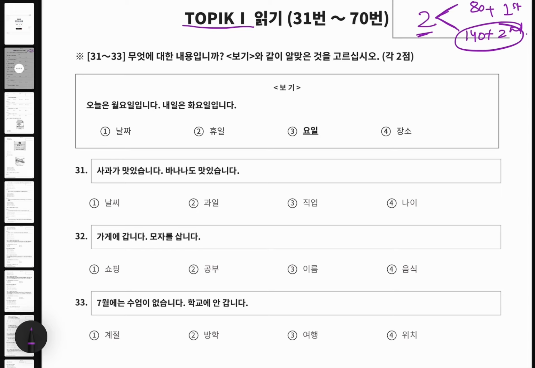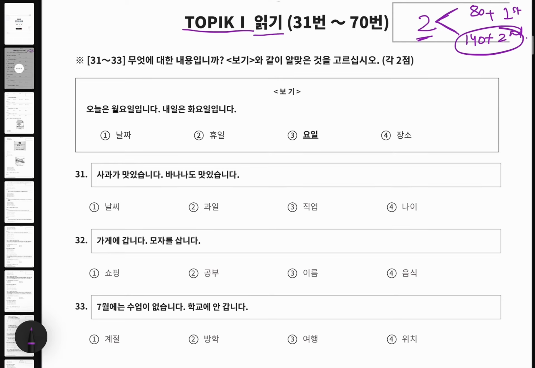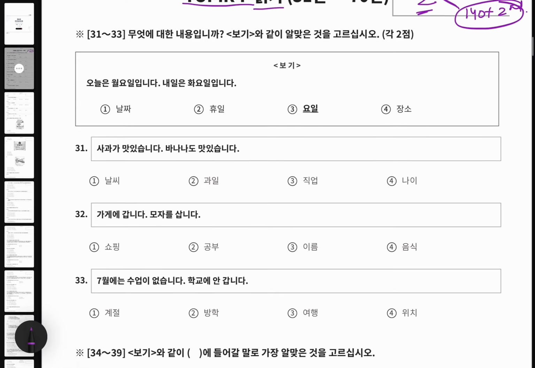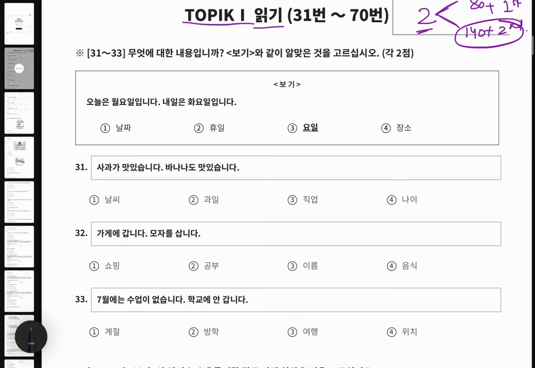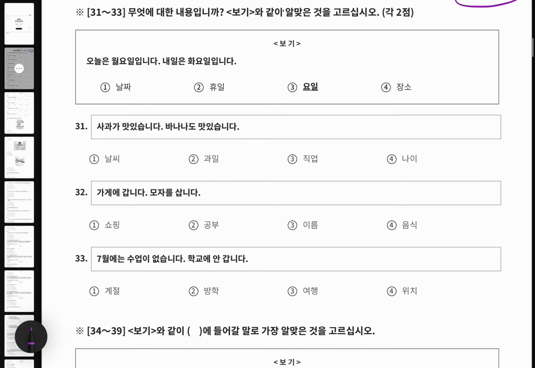So let's begin with ilgi. Ilgi is reading and the other part is deutgi, listening. These have 30 questions each, and let's begin with the ilgi part. Firstly, you will always see that there's a bogi. Bogi means example, and the most important aspect is to look at the heading first. We will look for keywords because we don't have so much time to read the whole heading and everything. So let's just see.